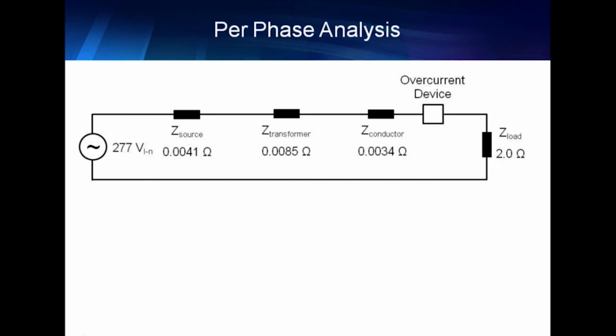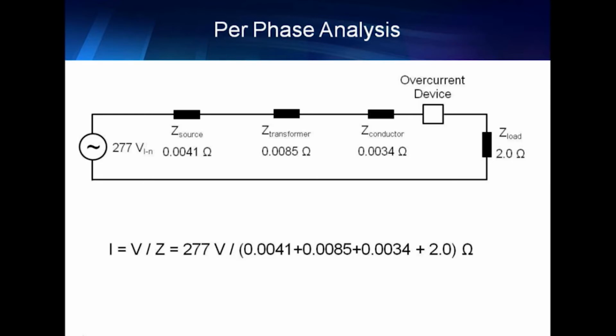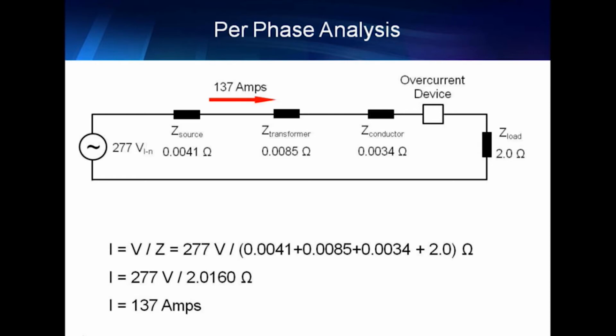So a per phase analysis, just using basic Ohm's law, voltage, current, and impedance, if you were to take 277 volts and divide by these four impedances, the source being 0.0041, the transformer being 0.0085, the conductor 0.0034, and the load 2 ohms, and you add all this together, 277 volts divided by 2.016 ohms, the current that would flow would be 137 amps. That's load current. That would flow in all three phases using this per phase analysis.